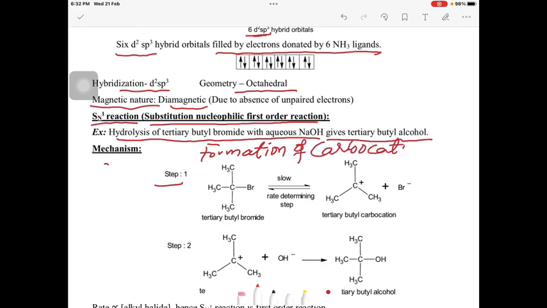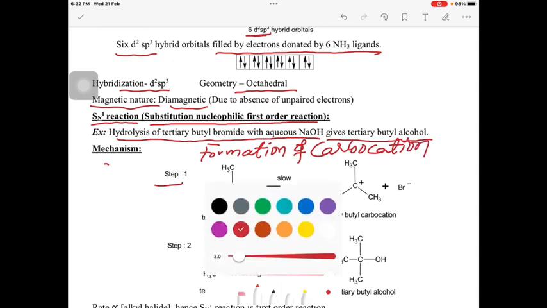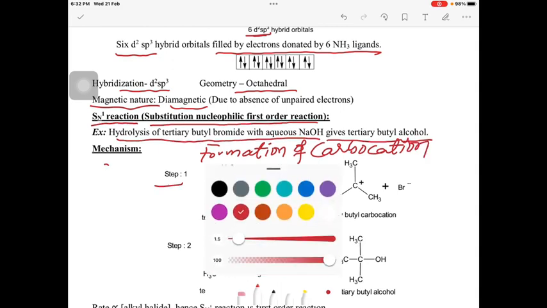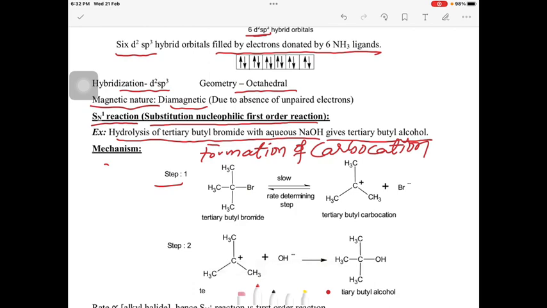So in this reaction, tertiary butyl bromide undergoes cleavage. Cleavage of the C-Br bond takes place, then forms a carbocation, positive charge on carbon. Don't forget to mention the positive charge on carbon, that is the tertiary butyl carbocation. And this step, formation of carbocation, is the slow step, reversible, and also the rate determining step.